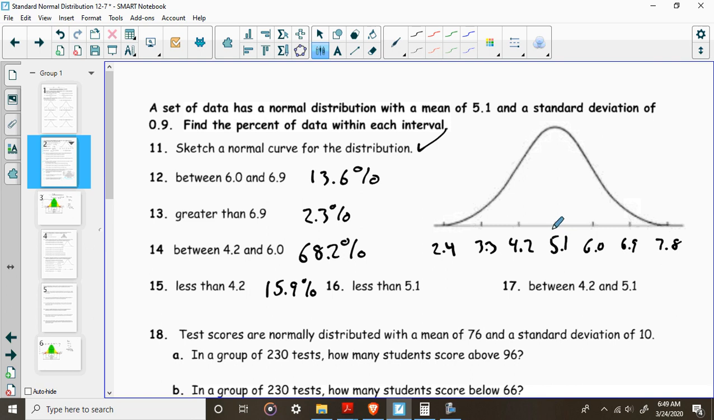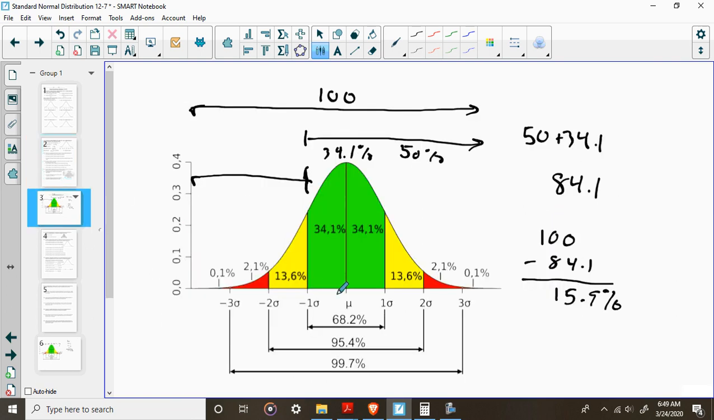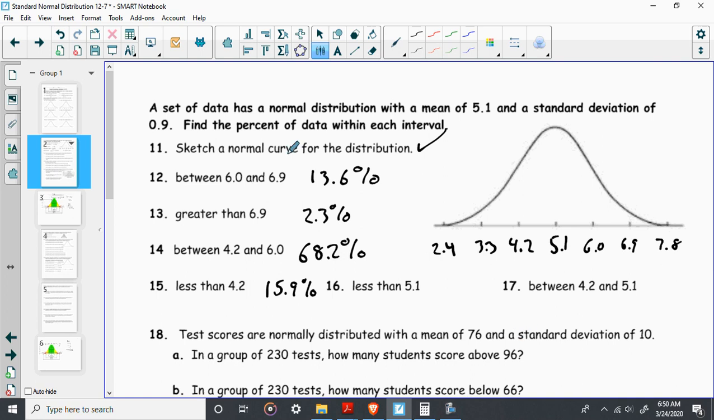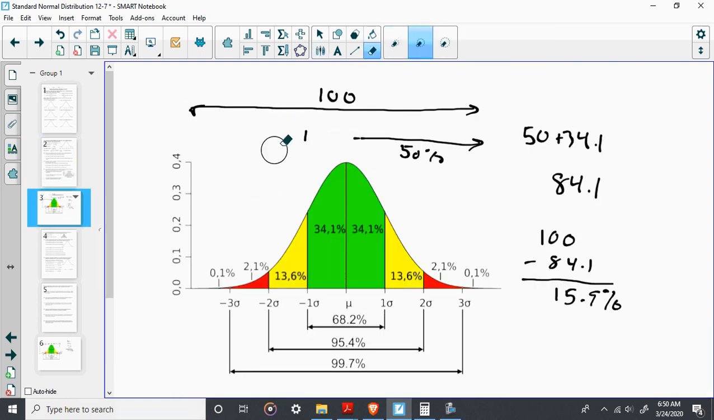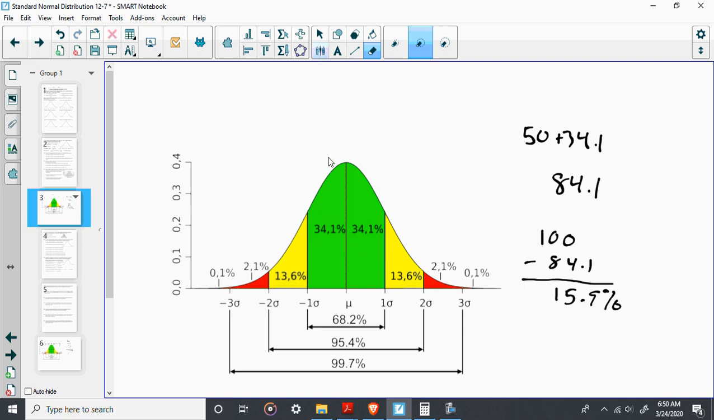Okay, less than 5.1. Well, 5.1 is our mean. What's less than that? Pretty straightforward, it's going to be 50% on this side and 50% on this side, right? So how many are less than that? 50%. Okay. And how many fall between 4.2 and 5.1? Well, that's one standard deviation below. Again, the more you do these, the more you'll be familiar with that number. It's going to be 34.1%, right? So one standard deviation below goes from here to here. What is that? 34.1.